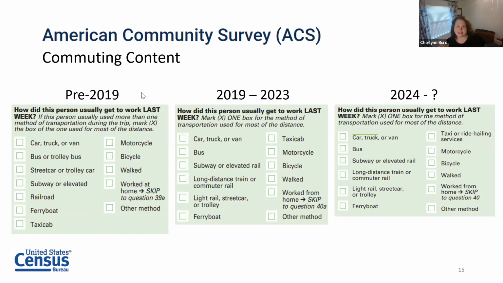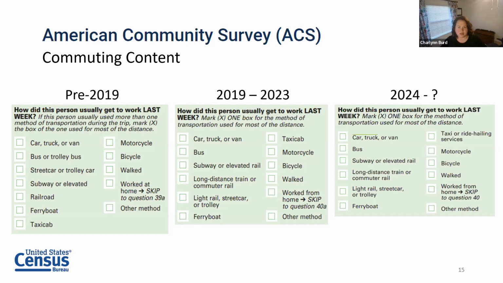So in 2019, the ACS modified some of the details for the means of transportation. These are considered pretty incremental changes, and they were limited to the transportation categories. You can see on the slide the pre-2019 question and then the post-2019 question. So first, we took bus or trolley bus and condensed that down to bus to be more succinct. Second was the subway or elevated rail category, and that was modified to just be subway or elevated rail. Third was the streetcar or trolley car, and that was modified to light rail, streetcar, or trolley.